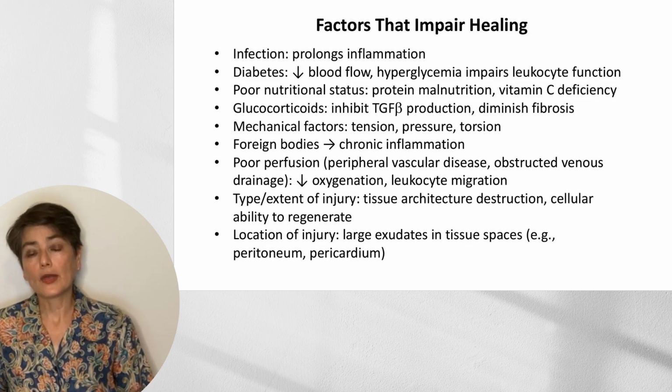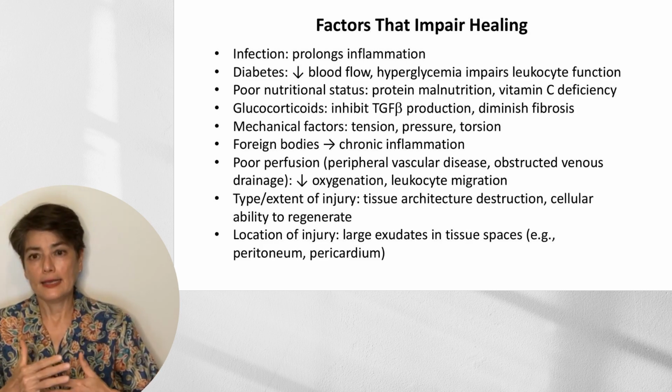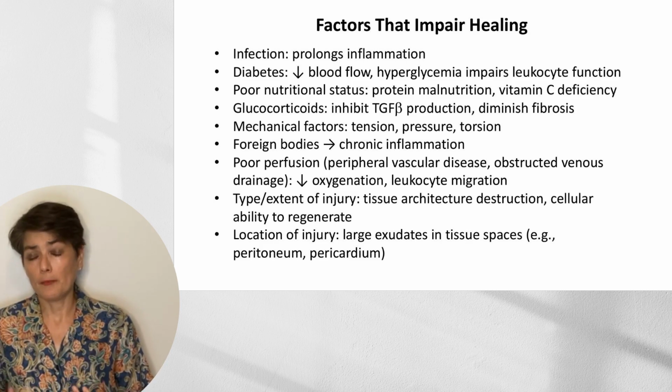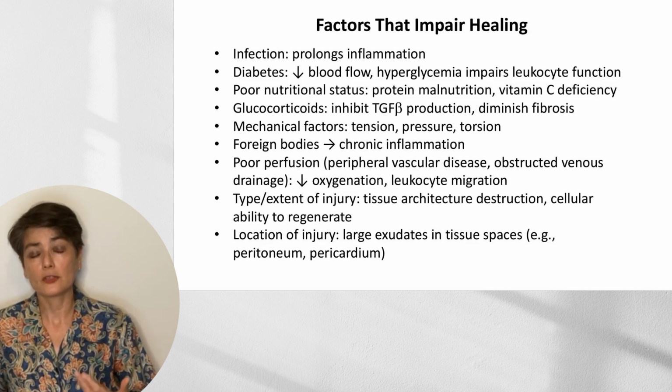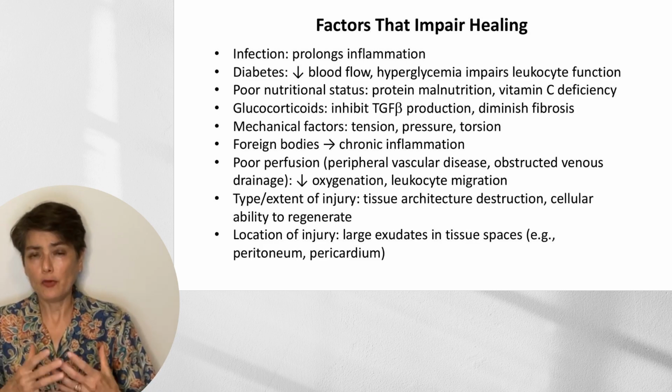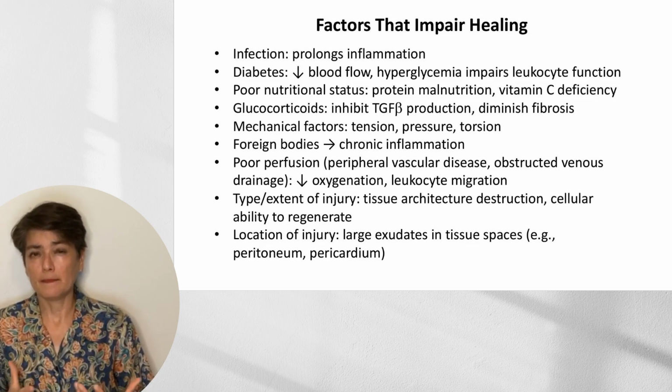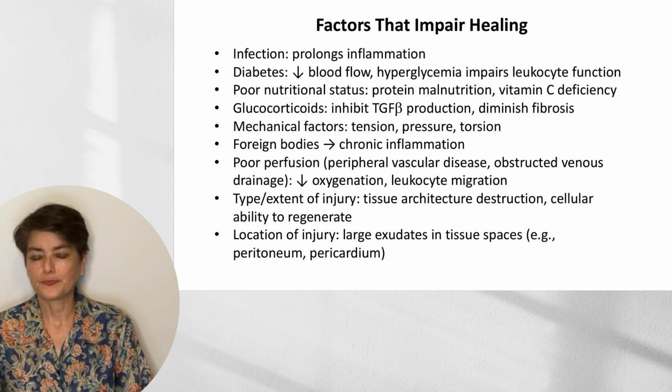And then finally, the location of injury. So in the patterns of inflammation, I talk about fibrinous inflammation in the pericardial sac, so fibrinous pericarditis. If you have a large exudate of protein, the body has to clear that, and part of its attempt to clear that might involve scarring, and this can lead to a constrictive pericarditis.